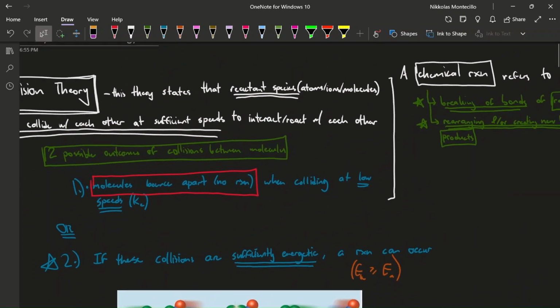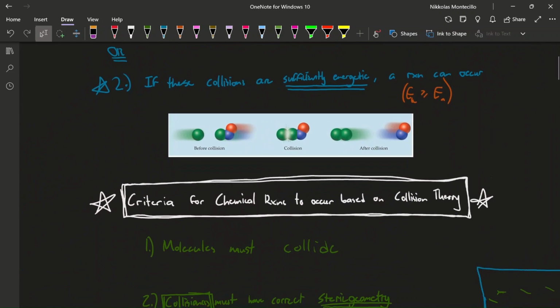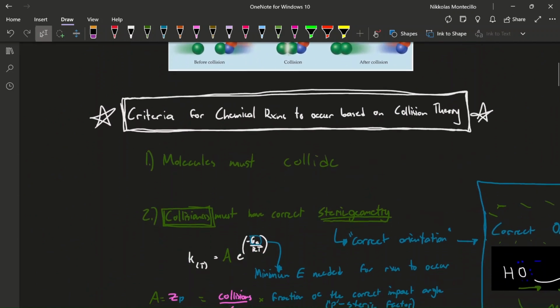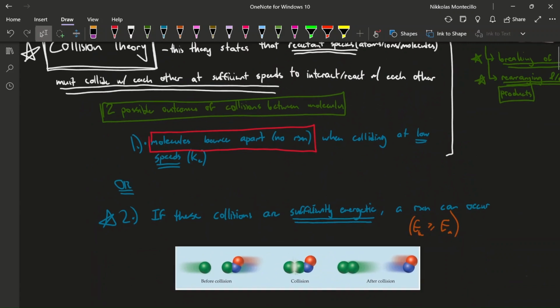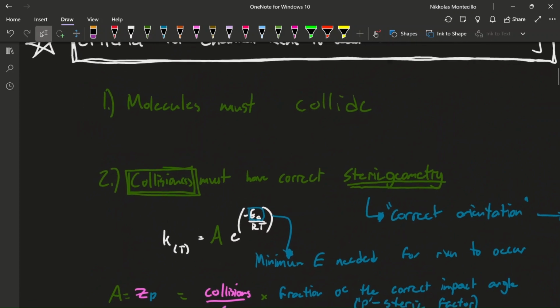So before we go any further, I want us to first review the basic idea behind the chemical reaction, which just refers to the breaking of bonds of reactant species and rearranging or creating new bonds to yield the products. That's the sole fundamental idea of chemical reactions. So with this in mind, let's go through the criteria for chemical reactions to occur based on collision theory. For a reaction to occur, the molecules must first collide.